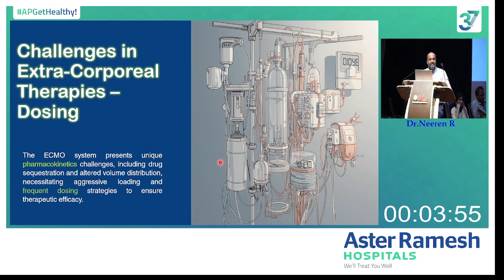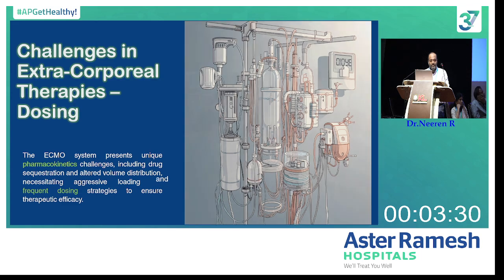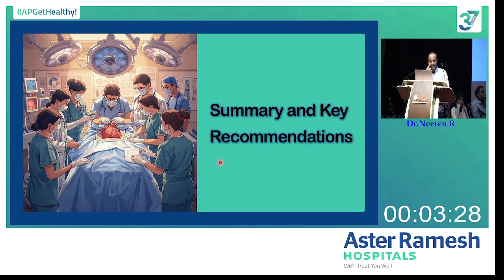But with advancements coming up, there are also challenges coming up with antibiotics. We have an increased use of extracorporeal therapies, the support systems that we have. The dosing for these extracorporeal therapies, which are becoming more common, has to be standardized. The problem is you also have antibiotic sequestration with these extracorporeal therapies. You will obviously have increased volume of distribution, and you need frequent dosings.